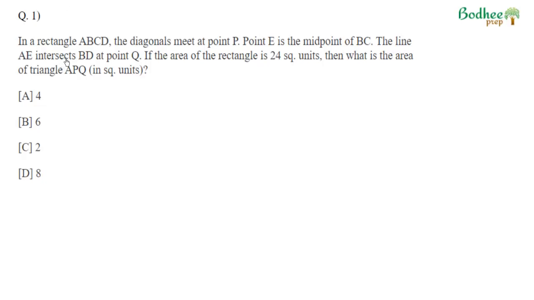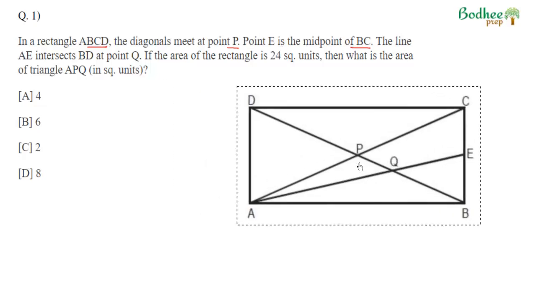Now let's take the first question of this set. Here it says that in a rectangle ABCD, the diagonal meets at a point P and E is the midpoint of BC. So a lot of scenarios are given, so let us draw them. I've already drawn the figure, as you can see.